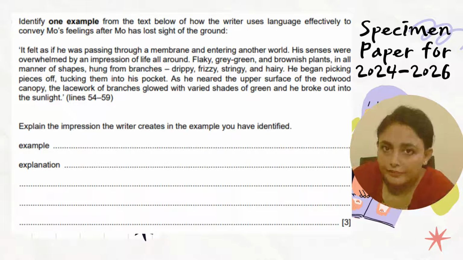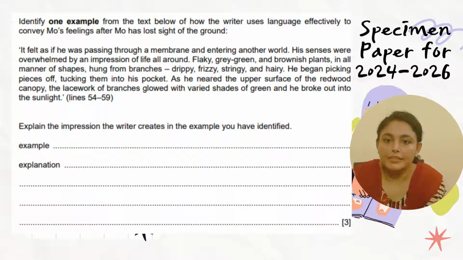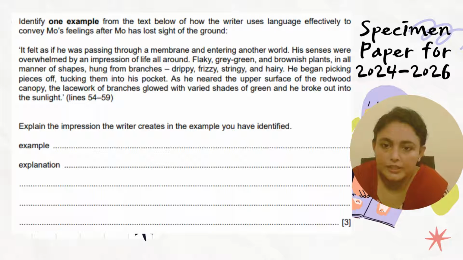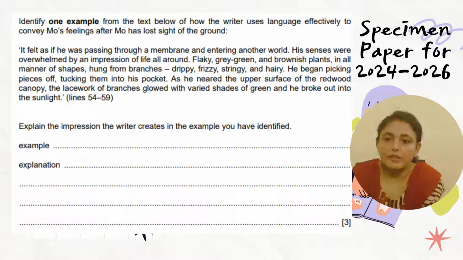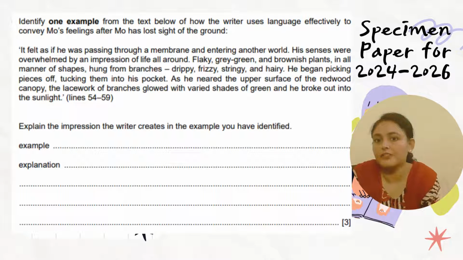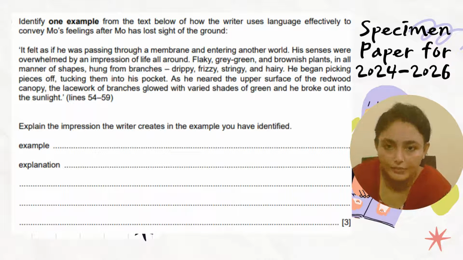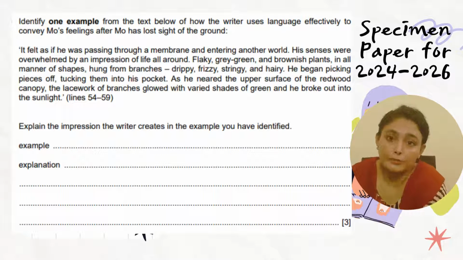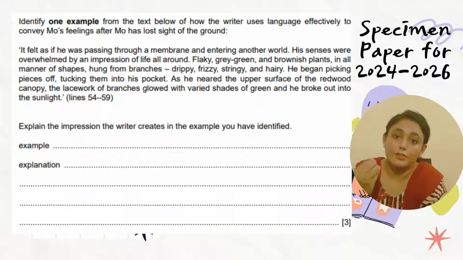Okay, so here in front of you is a snapshot from your original specimen paper, and it says: identify one example from the text below of how the writer uses language effectively to convey Mo's feelings after Mo has lost sight of the ground. Okay, so I already told you to keep at the forefront of your mind the emotions and the feelings. The writer is making the choice of words very skillfully over here to convey the feelings.